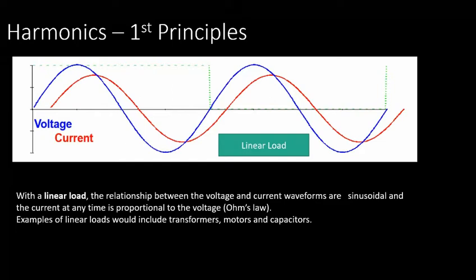So there is obviously, depending upon whether it is a lagging load or a leading load, the voltage and current waveforms will be somewhat different, but they will be proportional in the sense that they will represent the same nature as such. So this is what a linear load actually means. And the typical linear load would be a transformer or an electric motor or even capacitors or even inductors.